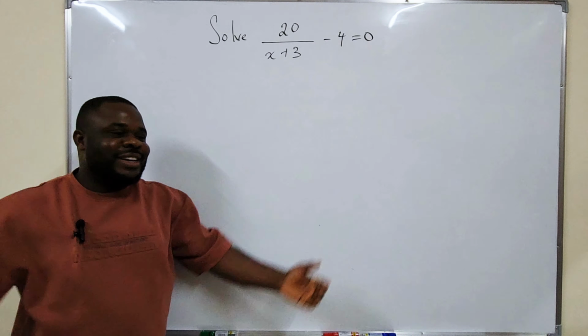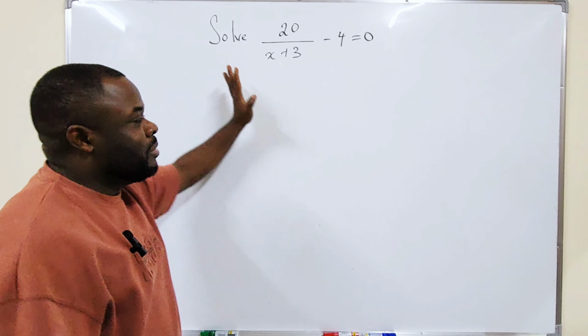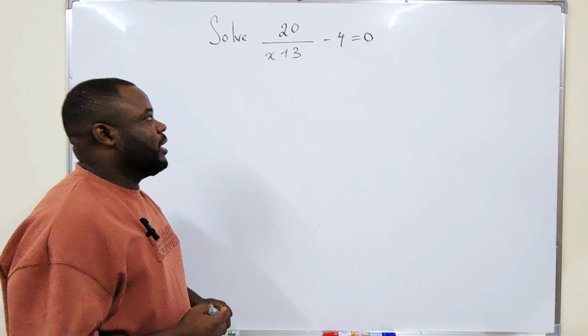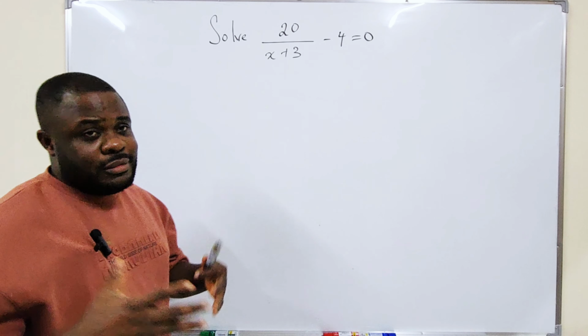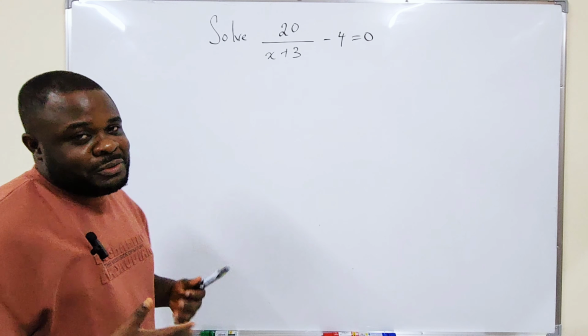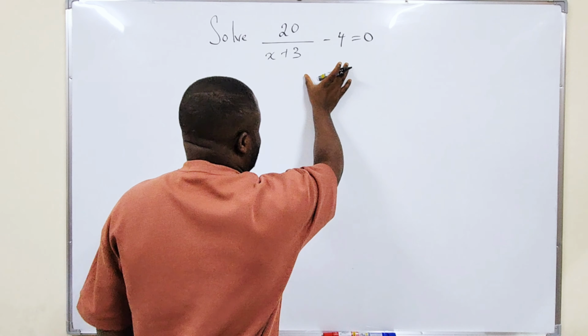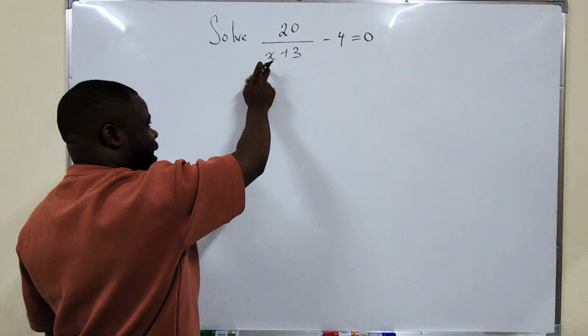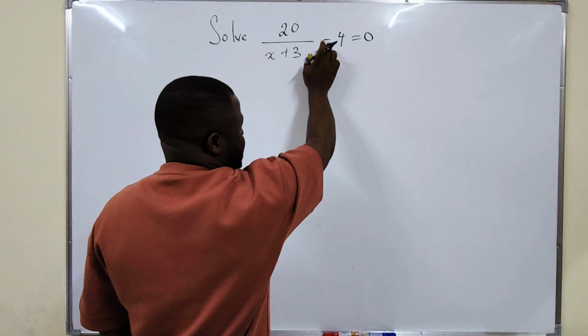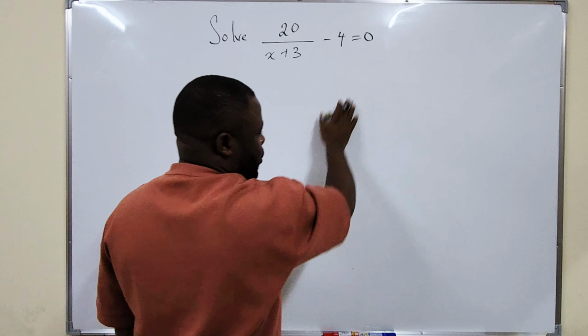All right, welcome back. So how do we solve this simple rational equation? It's very simple. I might not even talk too much in this class because this is basically simple. So you have 20 over x plus 3, then everything minus 4 equals 0.